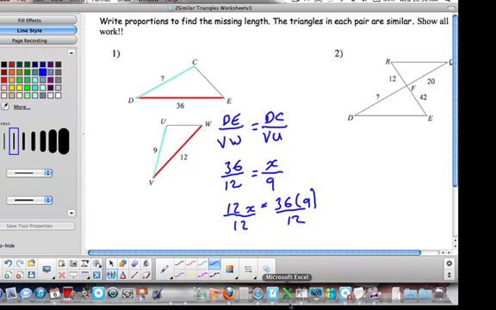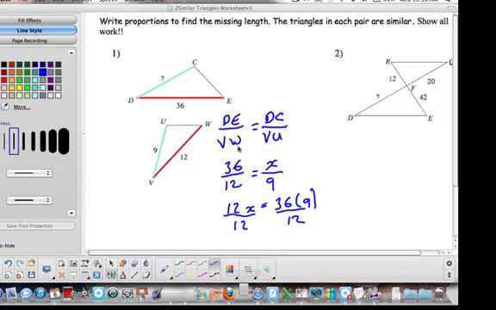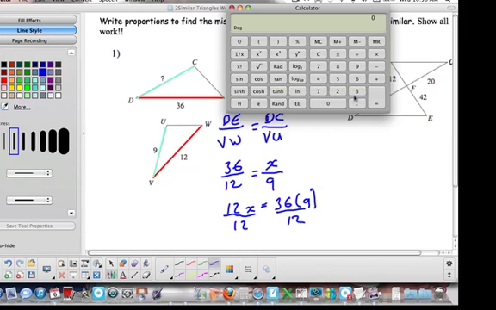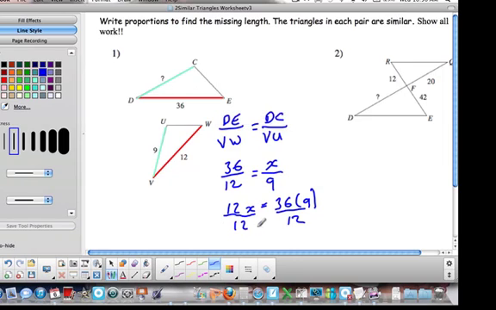So on your calculator, it's 36 times 9 divided by 12. And you get 27. So x equals 27.